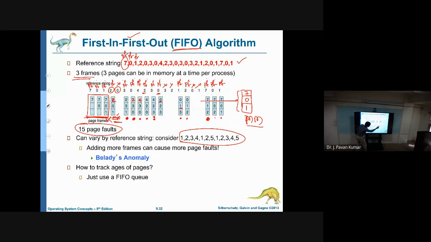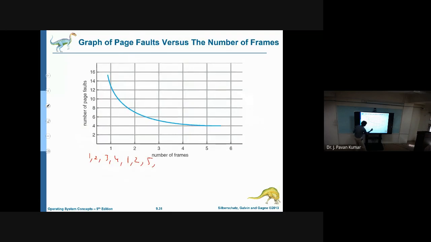Yeah, 1, 2, 5. Then 1, 2, 3, 4, 5. Now you say, how many frames you are considering is 3. Okay, 3 frames. First page fault. Then 2 means again page fault. So 1 and 2.